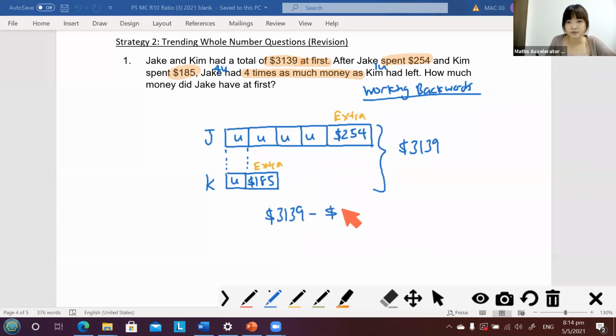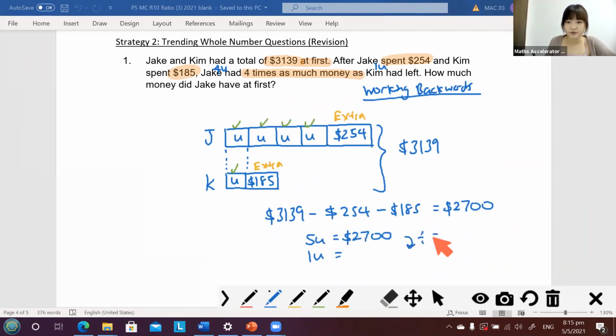3,139 minus 254 minus 185. Can you calculate this? What do you get? Okay, Kevin. Okay, Celeste. 2,700. So how many units is your 2,700? Yes, correct. 5. Because inside this, you include these 2. So once you remove the extra, you're left with the 5 equal units. So 5 units will be $2,700.